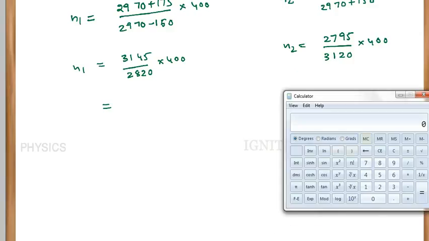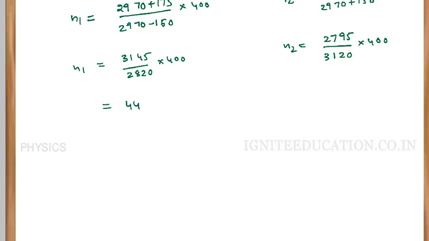Now I am going to find the values using a calculator. So 3145 into 400 divided by 2820, that is 446.1 hertz. This is the frequency observed by the observer when they are approaching.